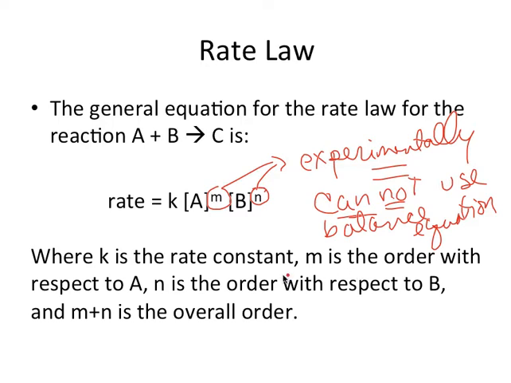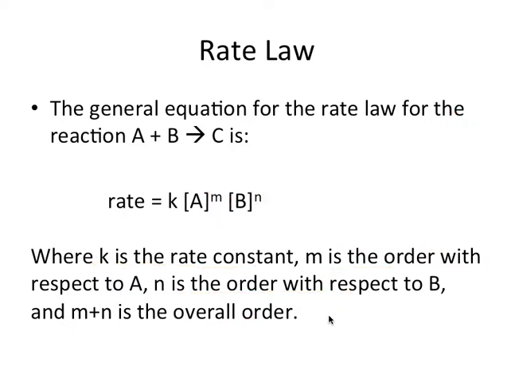All right, so getting back, K again is the rate constant, M is the order with respect to A, N is the order with respect to B, M plus N is the overall order. You can have orders of fractions, and you can have negative orders. So keep that in mind. M and N could be a fraction. It could also be a negative.